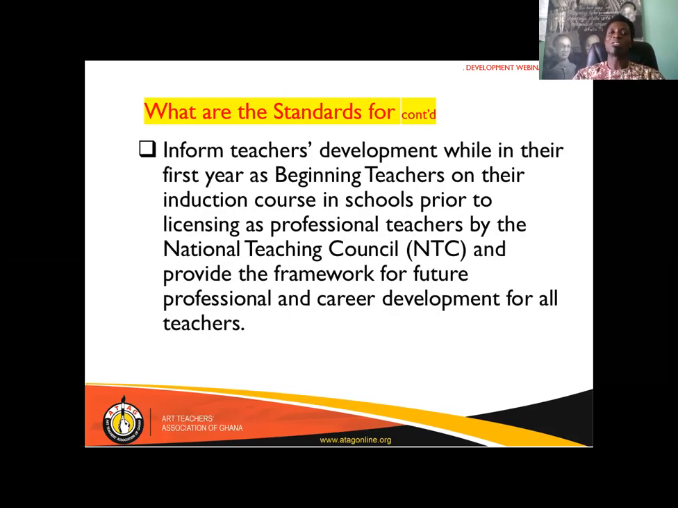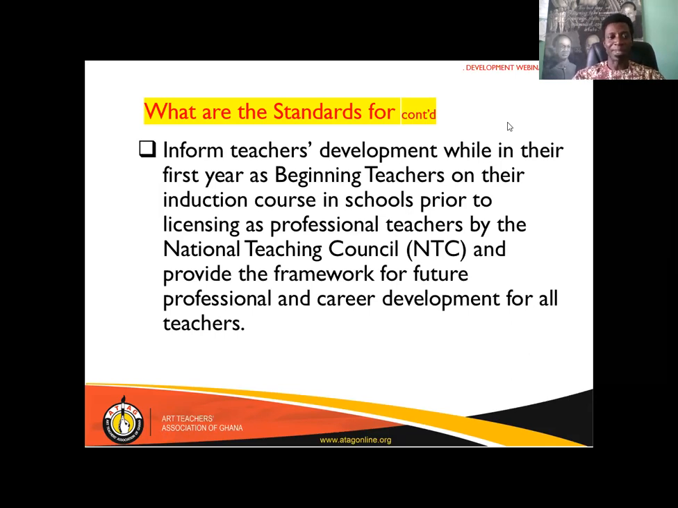The standards also inform teacher development in their first year as beginning teachers on their induction course in schools, prior to licensing as professional teachers by the National Teaching Council, and provide a framework for future professional and career development for all teachers. So this is part of why the standard was developed.